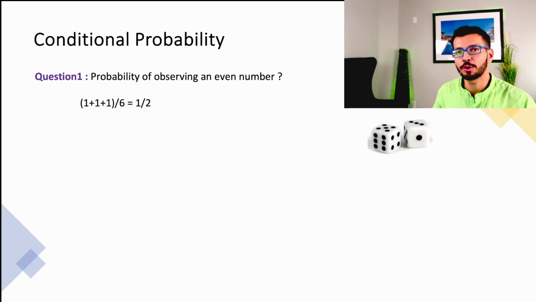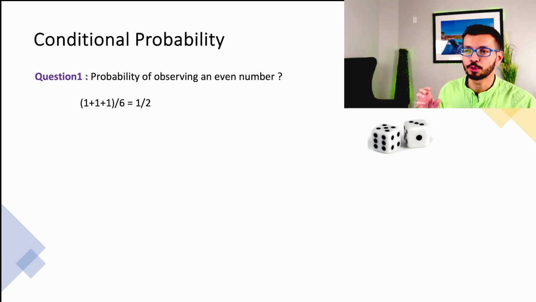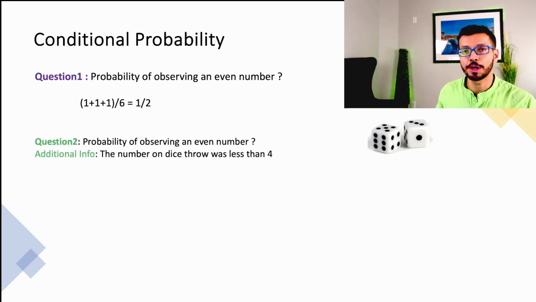Now let's take a look at an example of conditional probability. Let's try to understand the concept with the help of a simple question: calculate the probability of observing an even number for a fair dice throw. For the numerator, only 3 numbers qualify, which are 2, 4, and 6. And for the denominator, all 6 faces qualify. So the overall probability will come out to be (1 plus 1 plus 1) divided by 6, which is 1 upon 2.